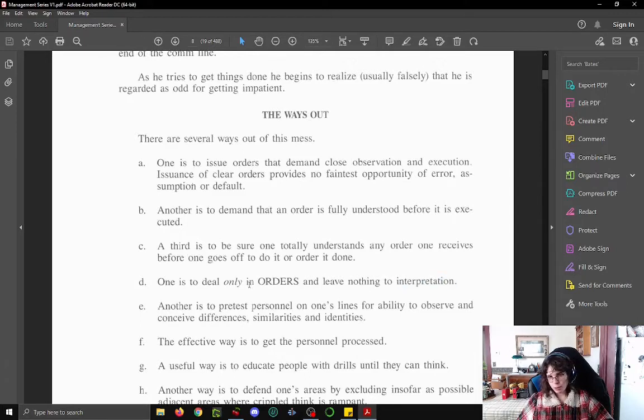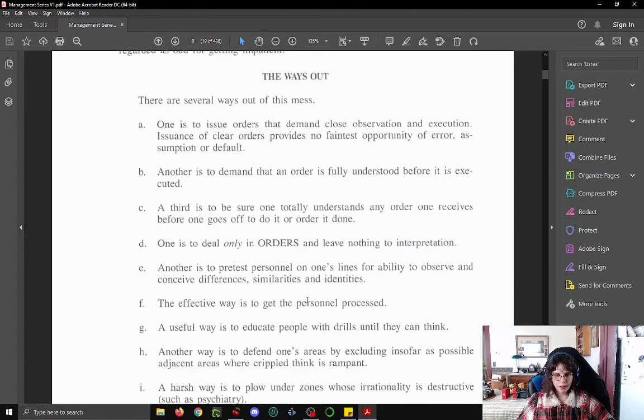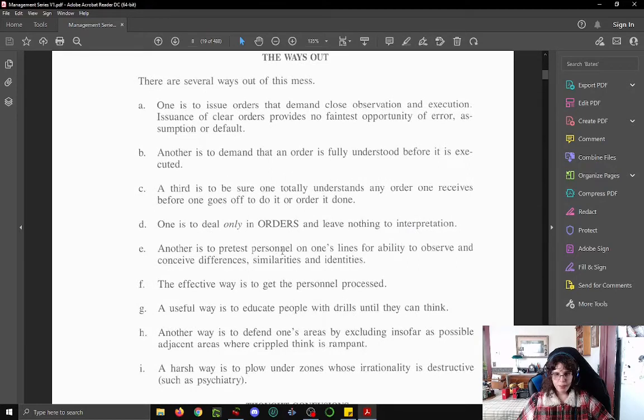There's a difference between orders, interpretation, and I don't know. But I feel like this is a false dichotomy here. I feel like he's creating two options that aren't necessarily the only answers. Another is to protest personnel on one's lines for ability to observe and conceive differences, similarities, and identities.